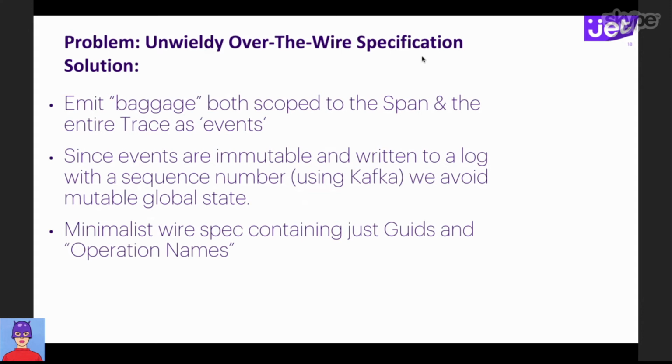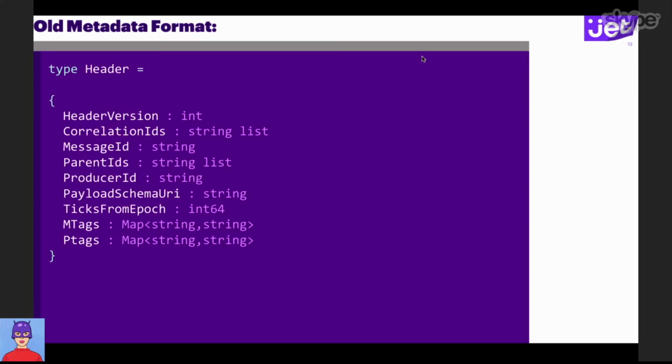So here's an example of our old metadata format. We have a record type here, type header, and it's got a lot of stuff in it. And immediately off the bat, you know it stinks because it's Pascal case. No, I'm just joking. That's a very bad joke. But it's not cool because, you know, you've got payload schema URI here.